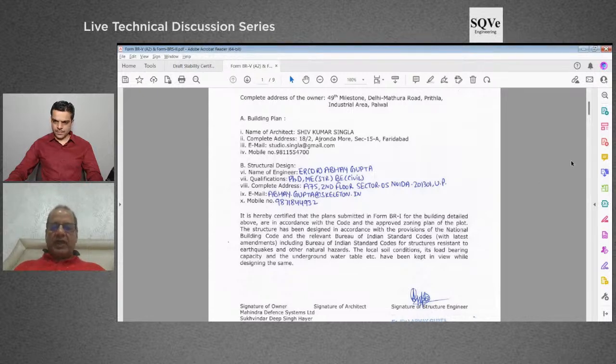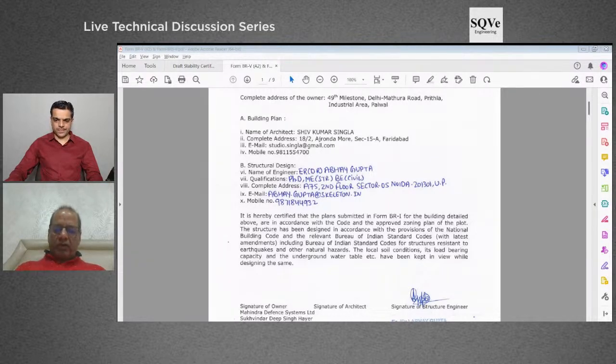The structure has been designed in accordance with the provisions of the National Building Code, including the local soil condition, its load bearing capacity, and the underground water table, etc., which have been kept in view while designing the same. And they don't have the reference number of the soil report, but now the Haryana government has started taking a separate certificate from the geotechnical consultant also. So this is a format which they ask.